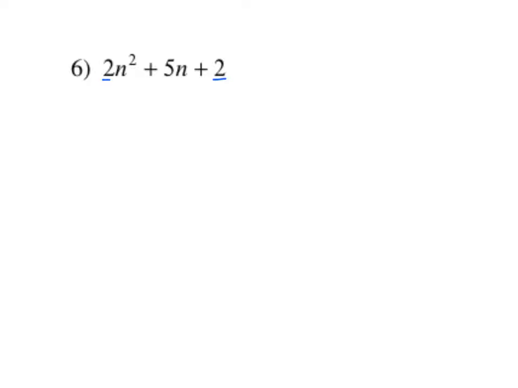So 2 times 2 is 4. And again, here what I'm looking for is two numbers that multiply to make 4 and add to make 5. And that's going to be 1 times 4. So the factors will be 1n and 4n.